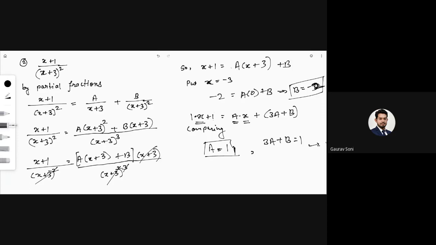Okay, so the values of a and b are there. And so x plus 1 upon x plus 3 square can be written as 1 upon x plus 3 minus 2 upon x plus 3 square.